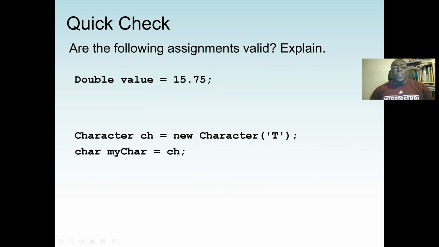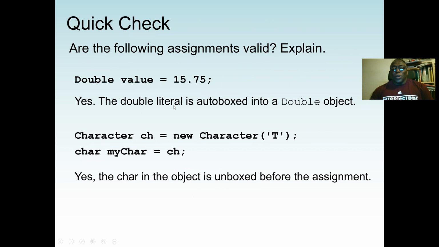So we have a quick check here. Are the following assignments valid? We should explain. Here we say Double value equal to 15.75. Remember, Double with the uppercase D means an object wrapper. So here we say yes. Why? Because the double literal is autoboxed into a Double object automatically. And this is also possible because the Character is an object, and it's unboxed before the assignment. Here we are changing from int, which is a primitive type, to a wrapper class, which is an object Double. And here we're going the opposite, from the Character class to primitive.